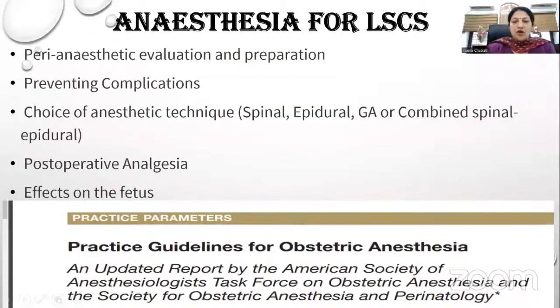These are the practice guidelines for obstetric anesthesia, which were given by the American Society of Anesthesiologists Task Force on Obstetric Anesthesia, and these guidelines were published in 2016. They have highlighted the pre-anesthetic evaluation, preventing complications, choice of anesthetic technique, which can be spinal, epidural, GA, or combined spinal epidural, post-operative analgesia, and effect of the anesthetic drugs on the fetus.